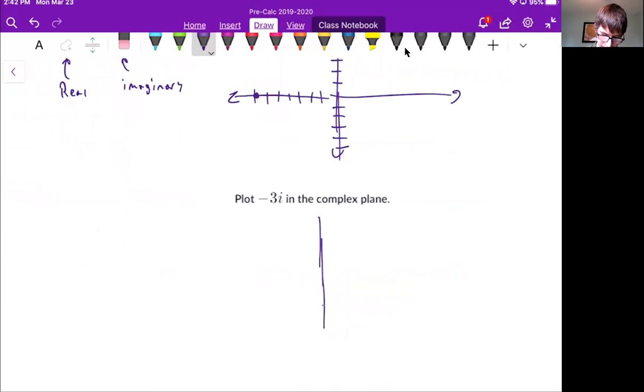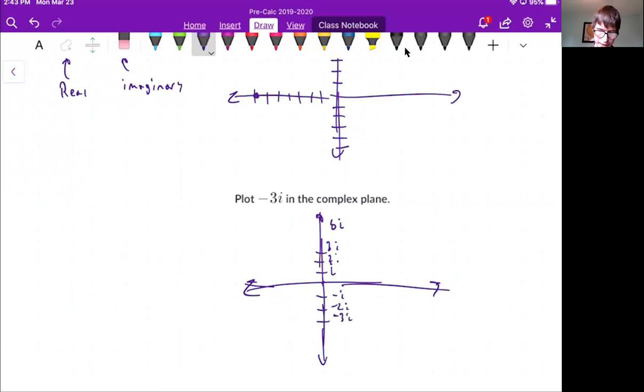-3i is similar as well. Instead of having a real part, there's no real part. There's just the imaginary part, or this second bi part. To graph the bi part, we go 0 on the real axis, because there's nothing real here, and we go down -3i. So this is normally i, 2i, 3i. Now we're going to have -i, -2i, -3i. So -3i would be right here, and we graph that and be done. Cool.